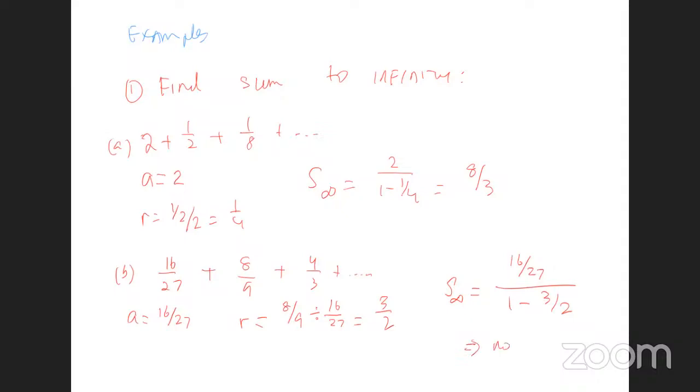No sum to infinity. Why no sum to infinity? Because this value is outside of the range. The value is bigger than 1, so it wouldn't work. Okay, nice. Not bad. Let's continue. Any questions online? So you would recognize that B can't work, because that value is bigger than 1.